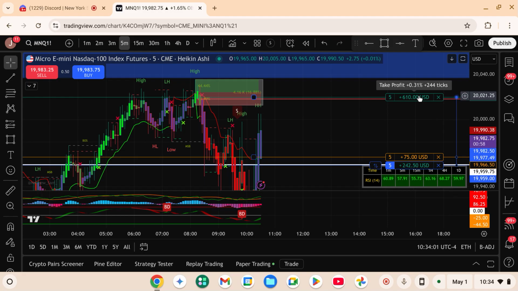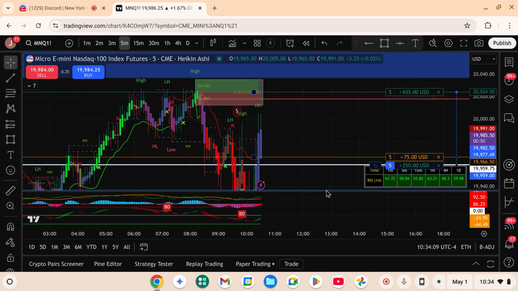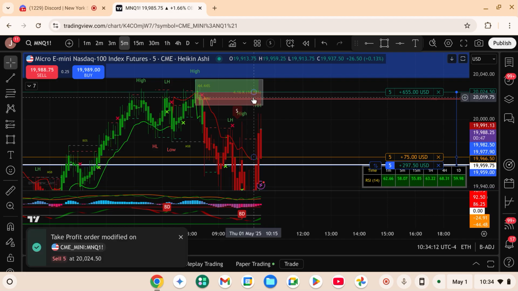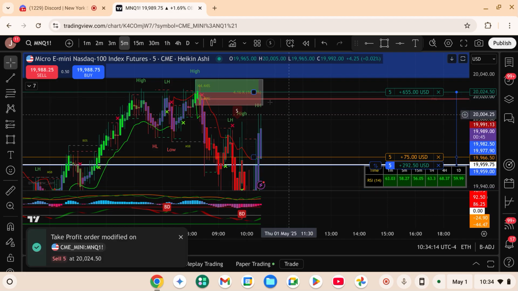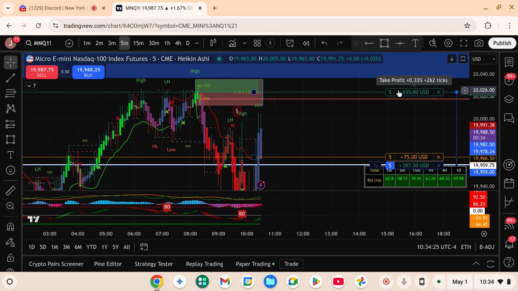Actually, let me move this take profit up a little bit. Because if we come into this order block and then we get that dark green candle that we just entered in on the 2 minute, it's gonna break through there. So I'm gonna give it some room.